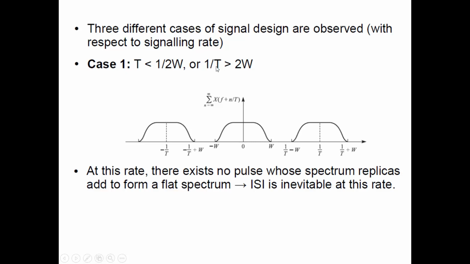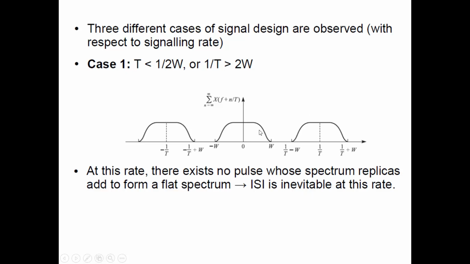Now, if we are sampling at a frequency greater than this value, from minus W to W, that means the spectra of the pulses received will be separate from each other. But what is the summation of the spectra here? The summation of the spectra is not a constant value. It is giving 0 here, right? So at this rate, there exists no pulse whose spectra replicates to form a flat spectrum. So ISI is inevitable at this rate.